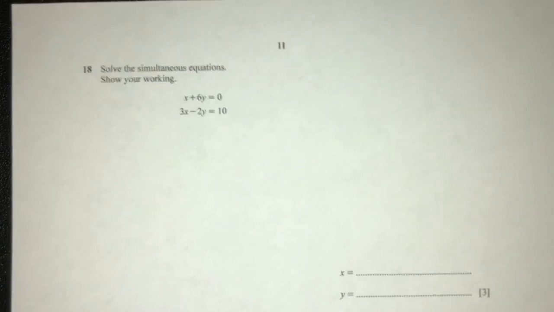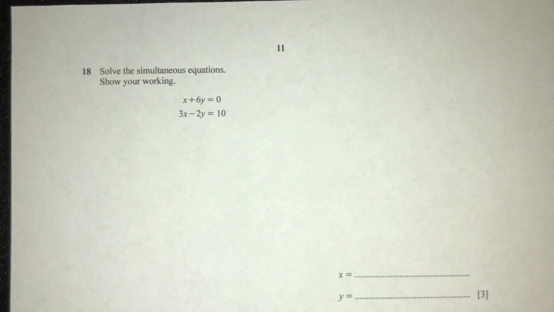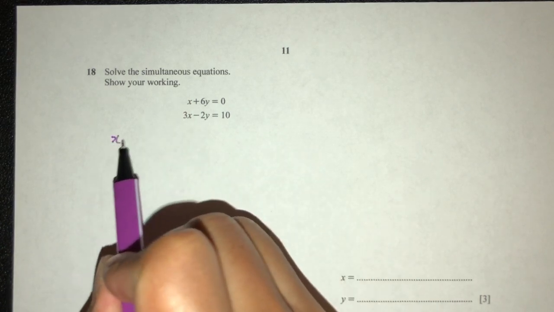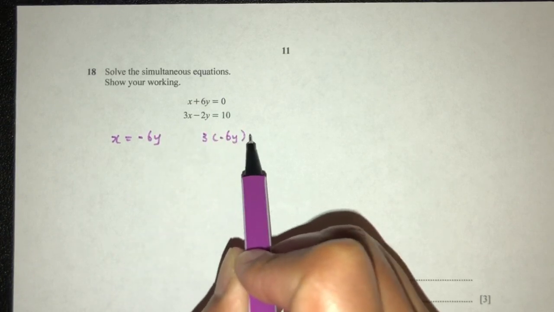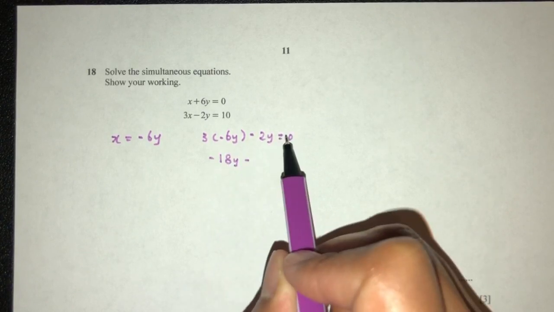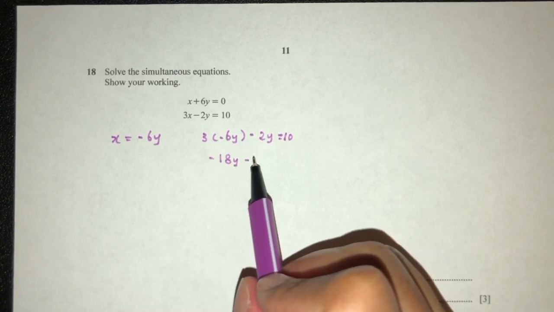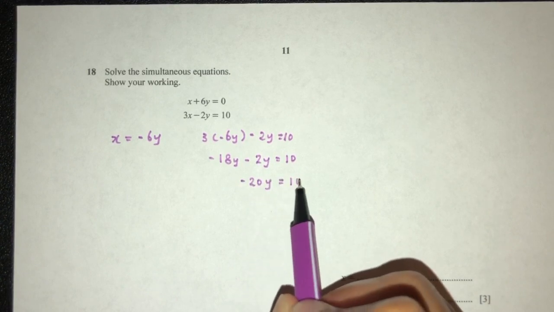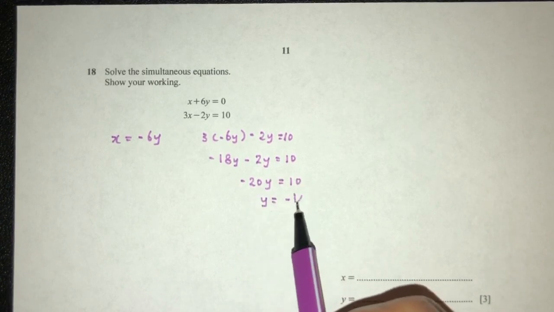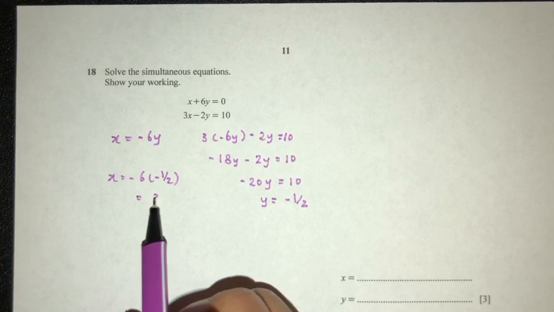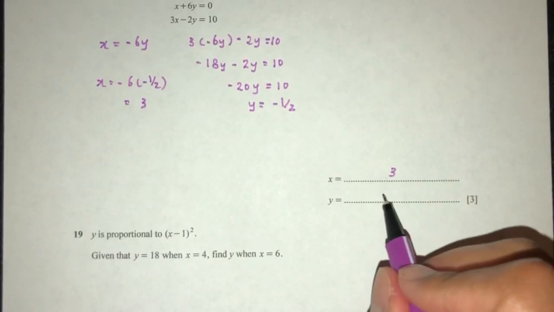Let's move on to question number 18. Here we have to solve the simultaneous equations. Show your working step by step. First thing first, let's make x the subject. That will be minus 6y. Replace back here: 3 minus 6y minus 2y has to be 10, sorry, not 0, 10. That will be minus 18y minus 2y has to be 10. Minus 20y has to be 10. So y will be minus 1 over 2. Now x will be minus 6 times minus 1 over 2, which is 3. So x will be 3 and y will be minus 0.5.